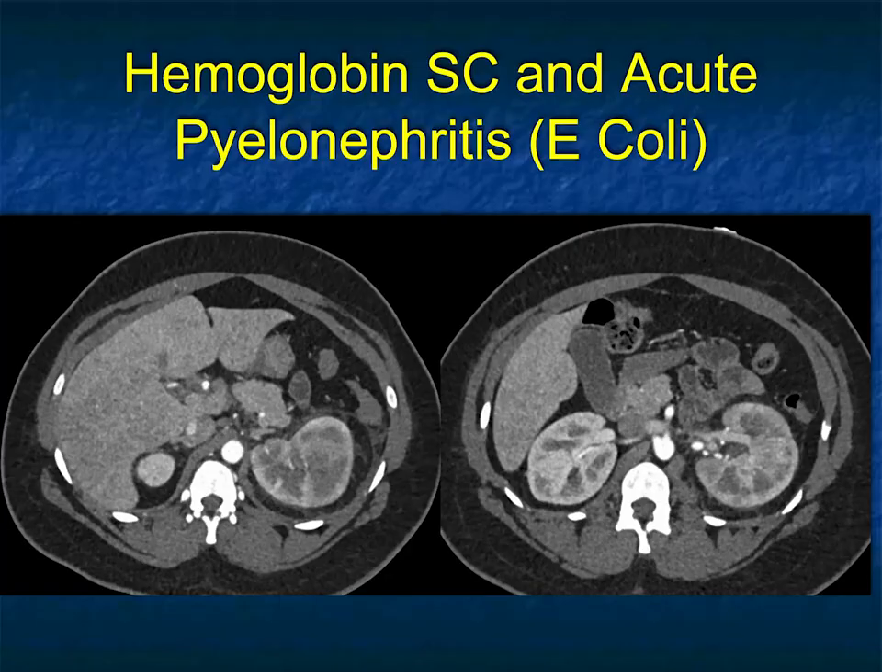Another patient, this is a sickle cell patient. Look at the left kidney. You see the loss of corticomedullary interface. You see the kidney is enlarged, left compared to right. The right's enhancing normally. This is edematous and it's low density. There's loss in the cortical margins.